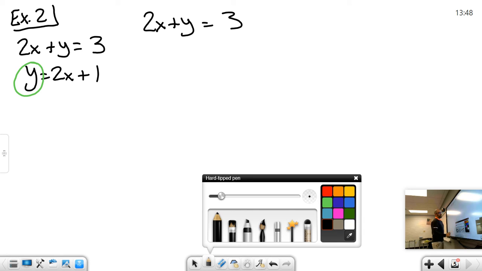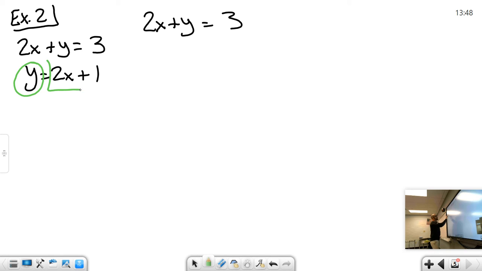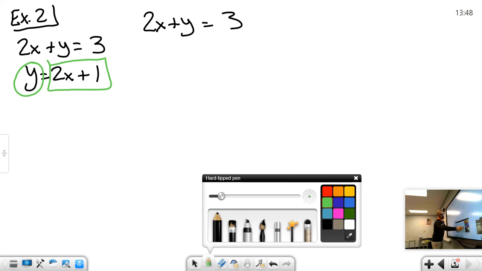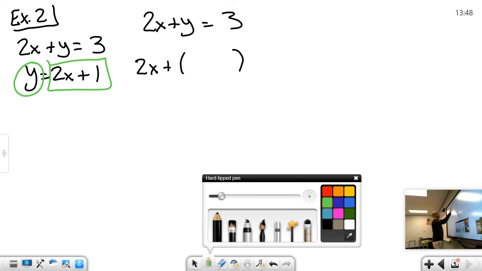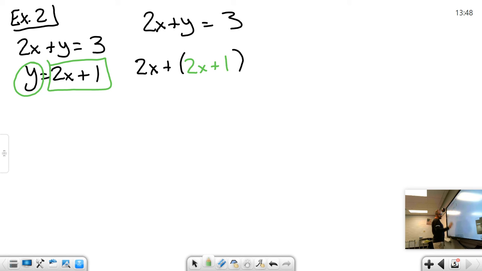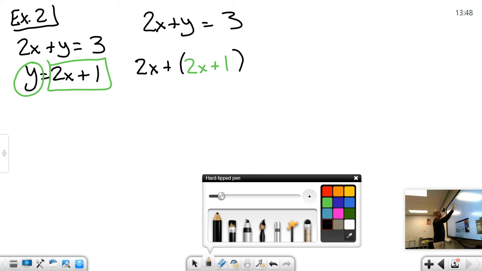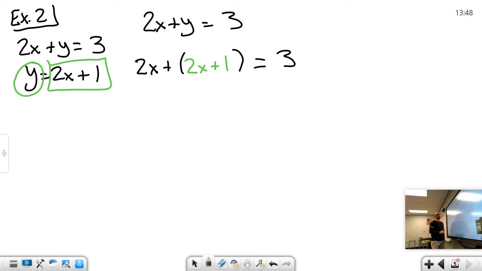I'm going to take this part and substitute it. What am I going to substitute it for? I'm going to substitute it for y, because that's what y equals. So I have 2x plus, in parentheses to show substitution, 2x plus 1 equals 3. I have nothing outside of here, so I'm doing the distributive property and I can just drop the parentheses. And that eraser is massive, and I don't know why.